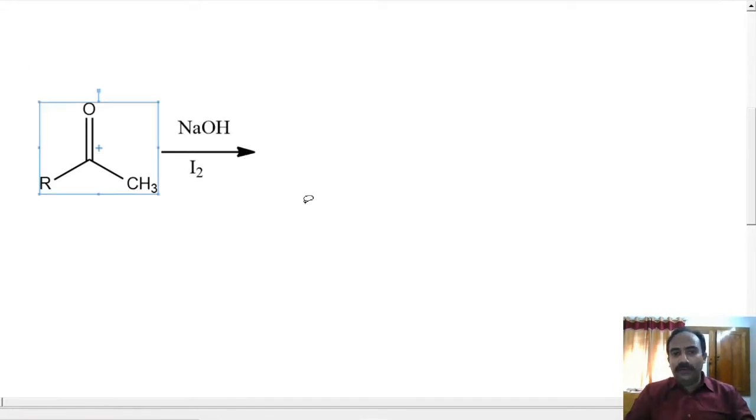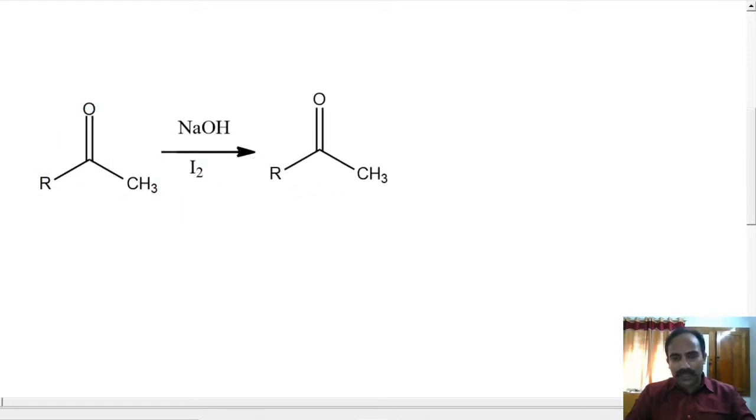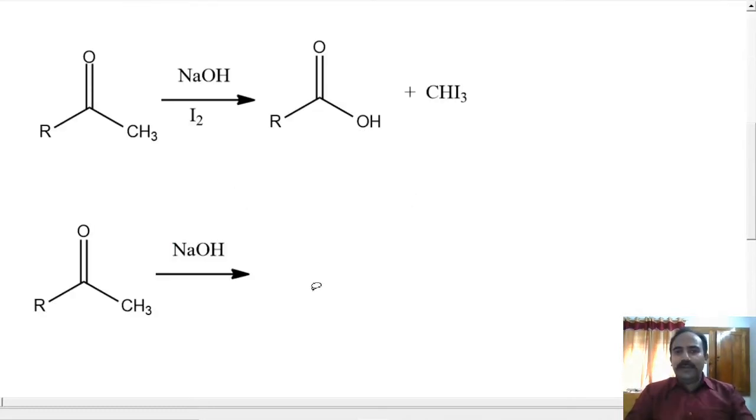When a suitable compound is treated with NaOH and iodine, it will get converted into the corresponding acid, that is this one, and iodoform. This is iodoform, CHI3, and this reaction is called the iodoform reaction. This is the pale yellow precipitate, iodoform, and it gives the characteristic odor of a hospital, they say. Now let us have a look at the mechanism of this reaction.